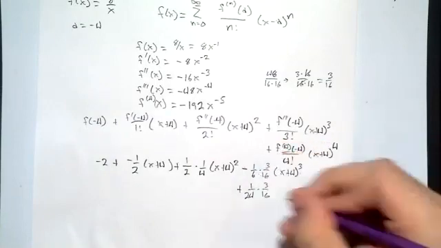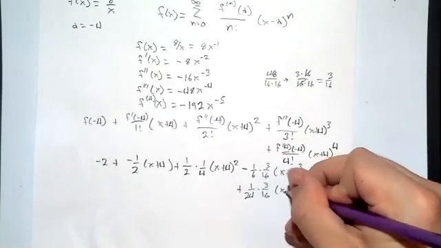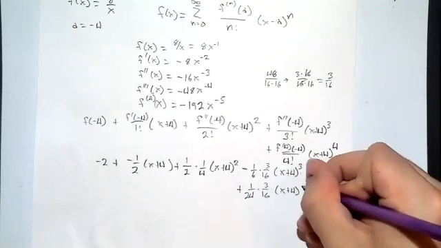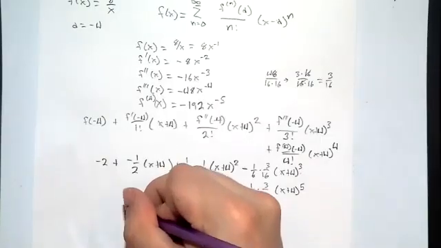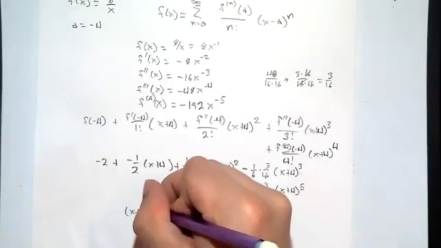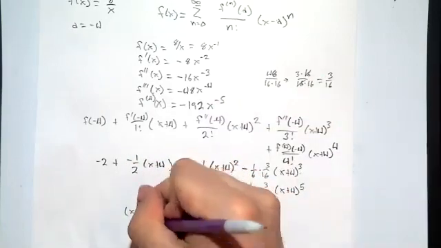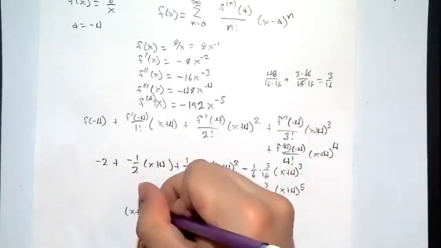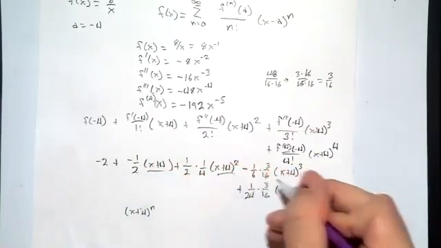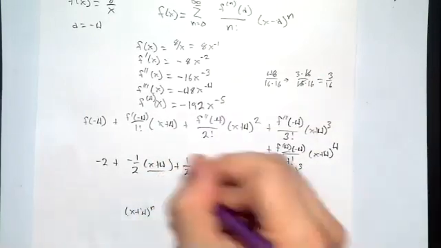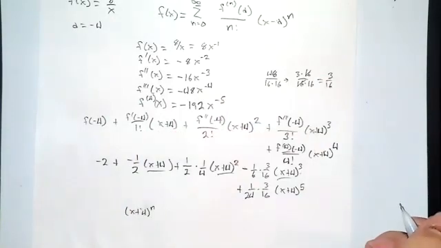3 over 16 times x plus 4 to the 5th. Then you have x plus 4 to the n, that's not a 4. x plus 4 to the n, because you have that in every term.